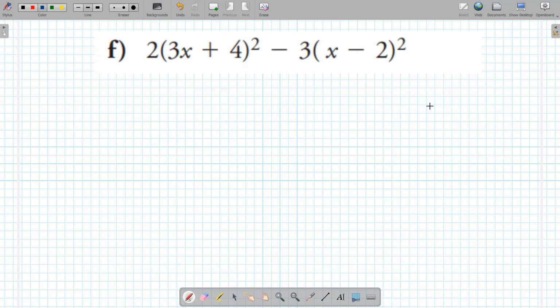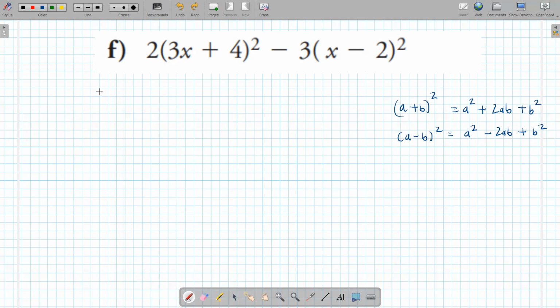If you have anything in this form, a plus b squared, this becomes a squared plus 2ab plus b squared. If you have anything in this form, a minus b squared, this becomes a squared minus 2ab plus b squared. The only difference here is this plus becomes a minus if you have a minus b squared. If you use this, you don't have to FOIL it, okay? You can save an extra step. You can always FOIL it. This one will save you an extra step.